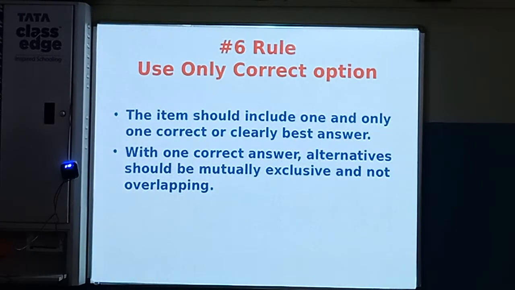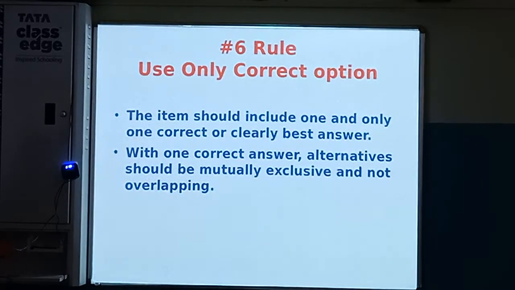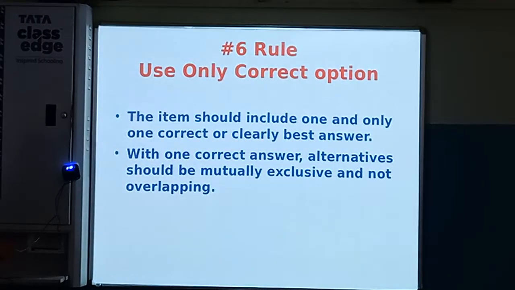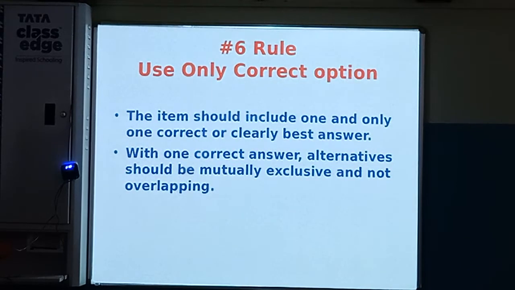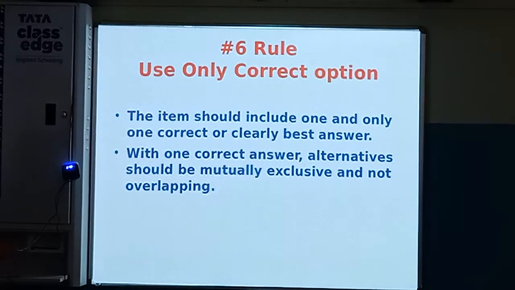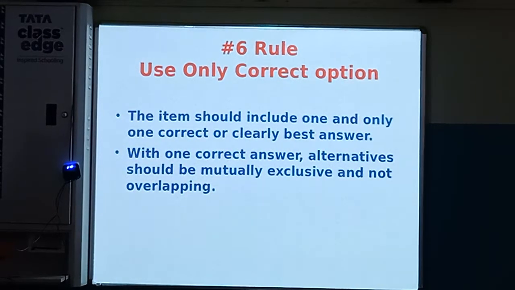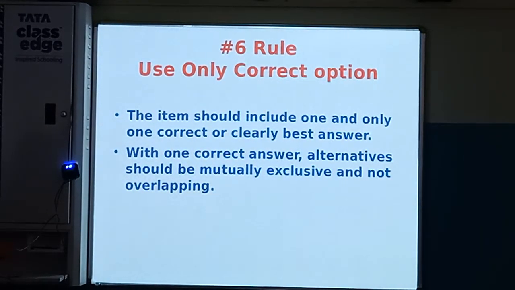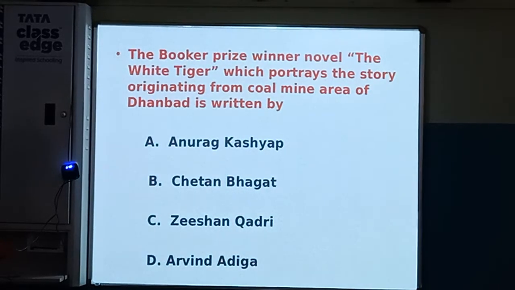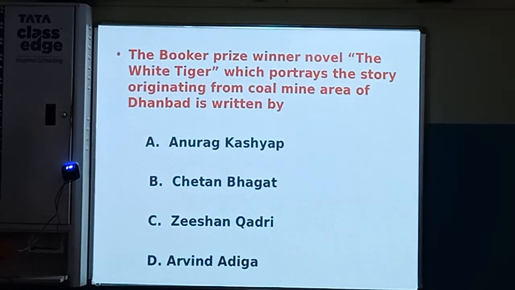Use only one correct option whenever we are framing a multiple choice question. You always remember we need to frame the correct answer. Sometimes what happens, most of the options are very close to each other, very close to the answer. They must be mutually exclusive, but sometimes they are very close also. The next question you can see here. Can anybody read this question?